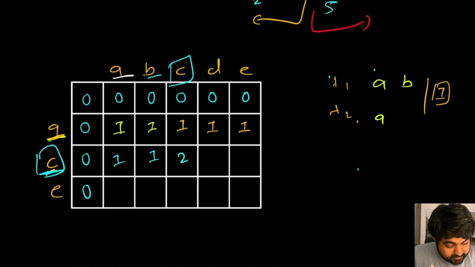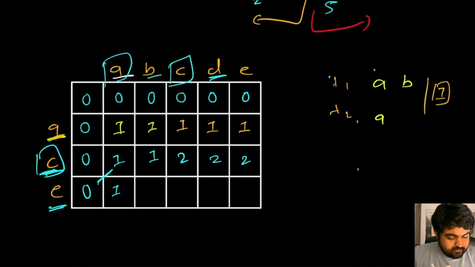Now for this D with C, we'll have to compare the maximum amongst these two, and the maximum value is 2, so we'll mark the value as 2 as the answer, and same way 2 as the answer over here. Now we are comparing E with this A, so once again the maximum amongst these two values is going to be 1. And notice we found 2 over here, but why are we marking 1?